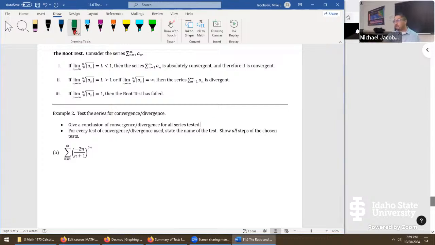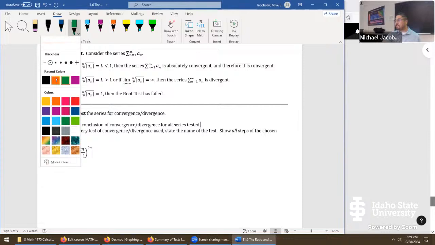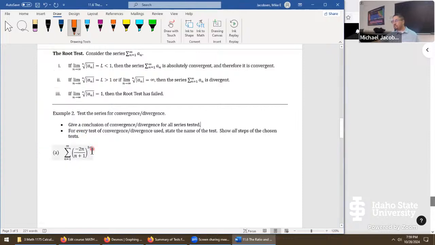What's the giveaway that we need that root test? It's anything that looks like that. We have what would be an interesting series already on its own, but we're taking that whole -2n over n+1 and raising it to a power. So that right there signifies the root test is effective.